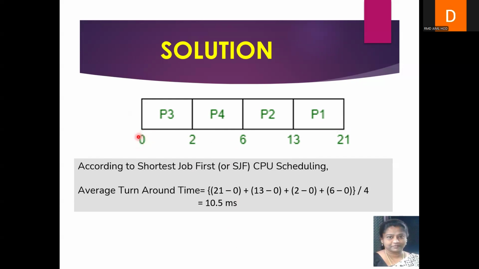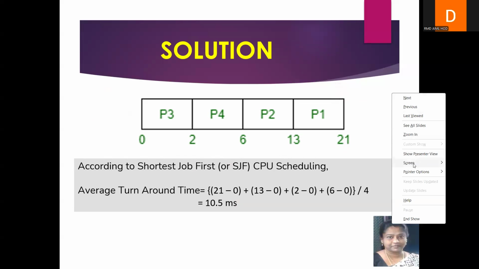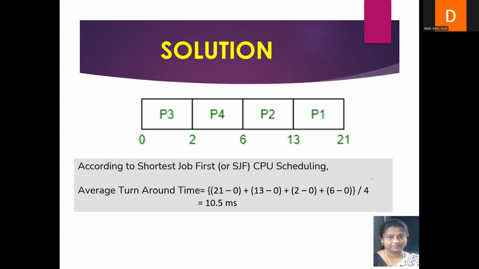P3 enters at 0. Its running time is 2 milliseconds. So P3 comes out at 2. Now P4 goes in. P4's execution time is 4. Therefore, 2 plus 4 is 6. Then P2 goes in. P2's execution time is 7. So 6 plus 7 is 13. And finally, P1 goes in. P1's execution time is 8. 13 plus 8 is 21. So this is how the processes complete according to the shortest job first algorithm.